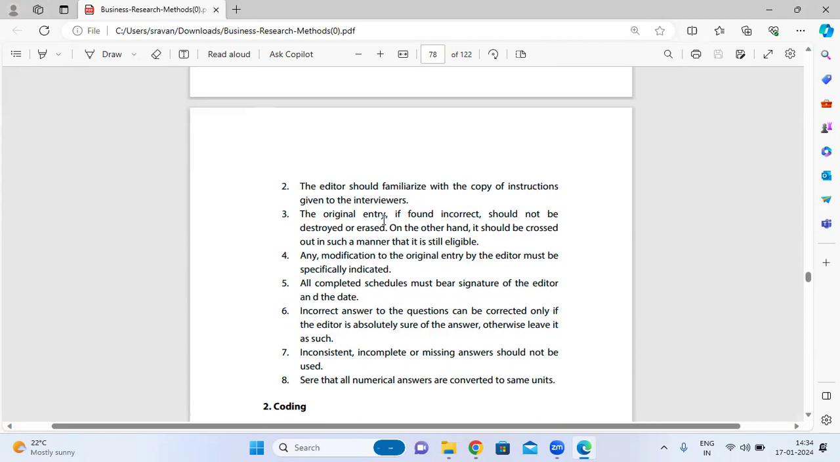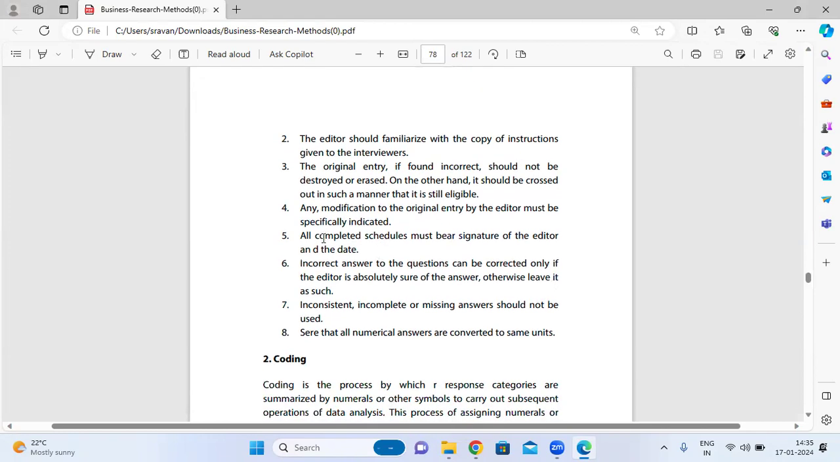The original entry, if found correct, should not be destroyed or erased. On the other hand, it should be crossed out in such a manner that it is still legible. Any modifications to the original entry by the editor must be specifically indicated.